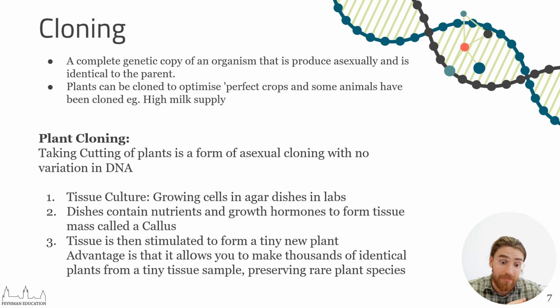This can happen in plant cloning. This is when we take a cutting of a plant and propagate it. Propagating it means you make it grow roots. You can take some branches of certain plants, put them in hormones that stimulate root growth, and all of a sudden you have an exact replica of that original plant.